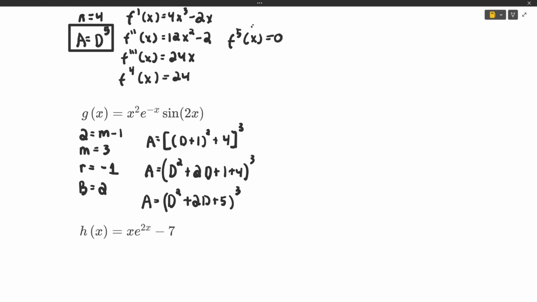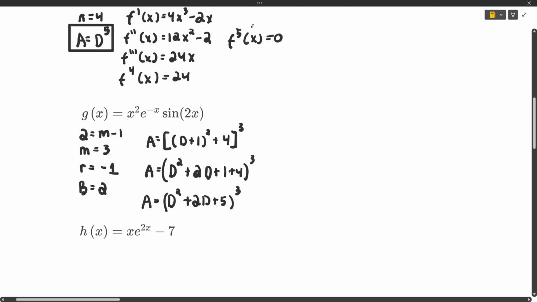So if it's d squared, it's the second derivative. If it's 2 times d, it's 2 times the first derivative. And then if it's 5, in this case, it's 5 times the whole function. But obviously, those numbers are going to change as we expand it. However, this indeed will be the annihilator to this function.